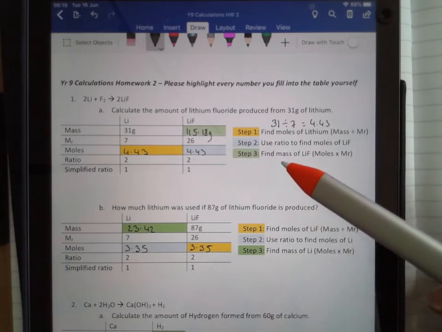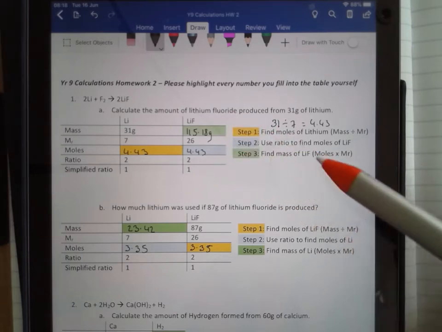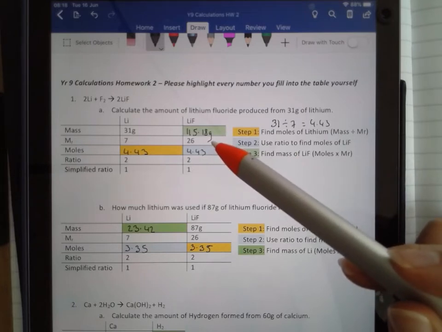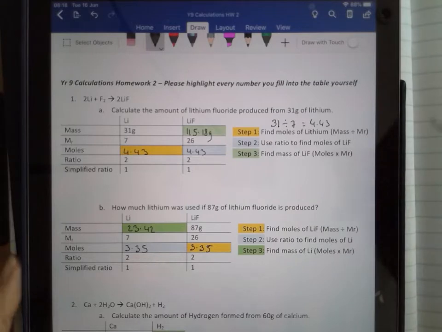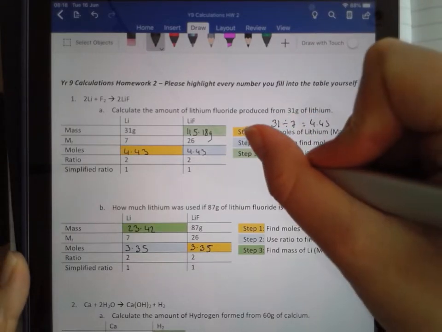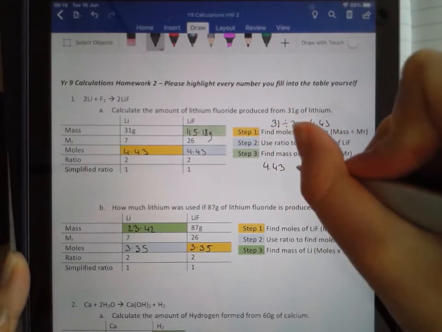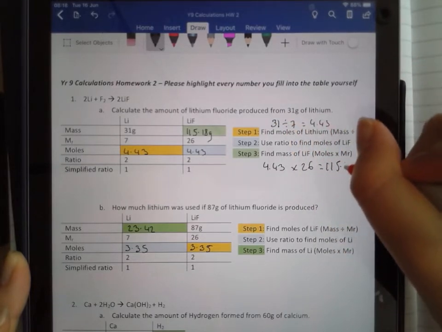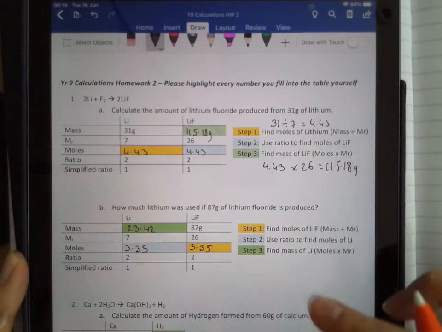To get step 3, to find the mass of LiF, I need to multiply the moles of LiF, which I've just worked out, by the formula mass of LiF, and I'll get 115.18. So that calculation was 4.43, which was the moles, multiplied by 26, which is the formula mass, and that gave me my final answer.